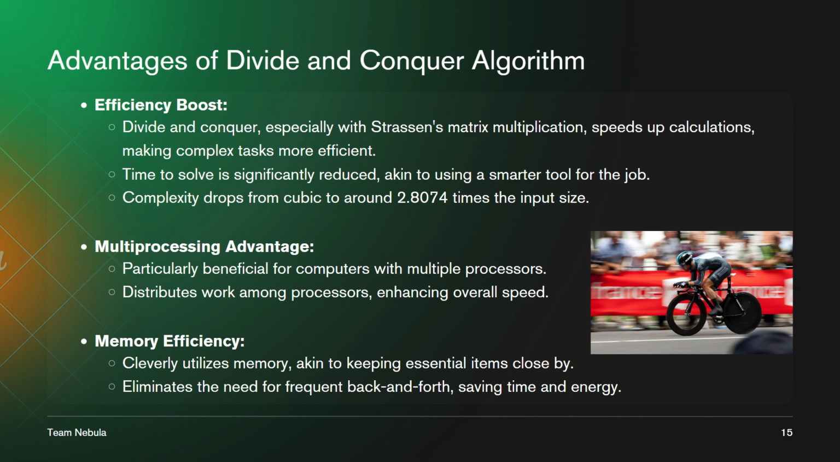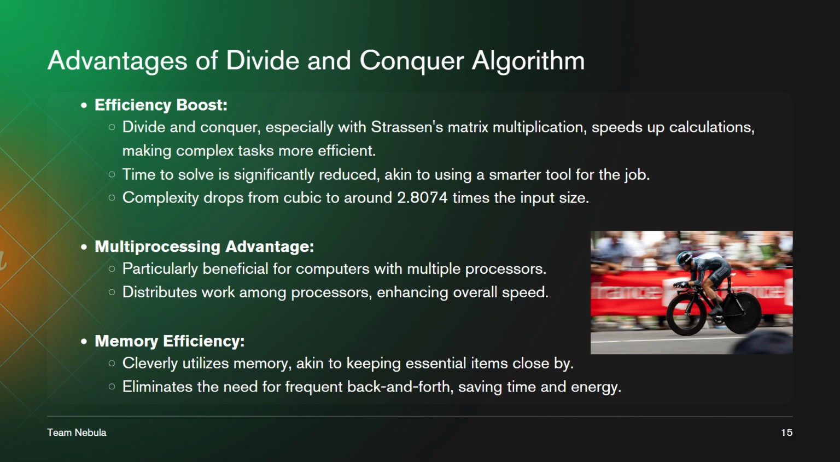So let's say you are multiplying two matrices and you are using a normal method. It would take you a lot of calculations, and that's like doing maths for hours. But if you switch to the divide and conquer approach, things get faster. With a method called Strassen's matrix multiplication, you can do those calculations in a more efficient way. It's like using a smarter tool for the job. And guess what? The time it takes to solve gets shorter, almost like magic. The complexity drops from n cubed to around n to the power 2.8, or 2.74 times the input size.